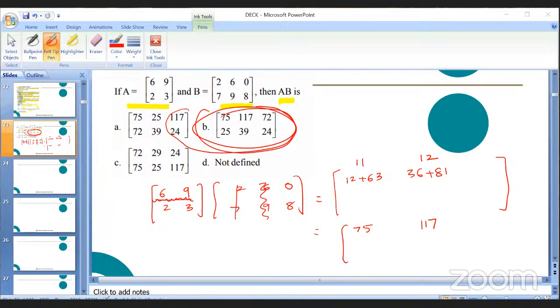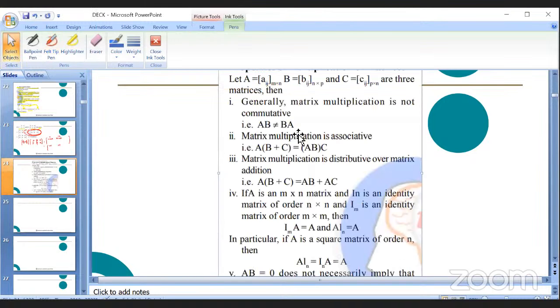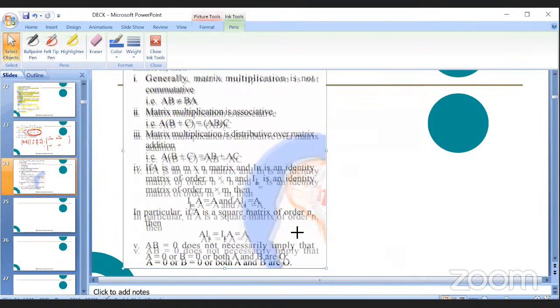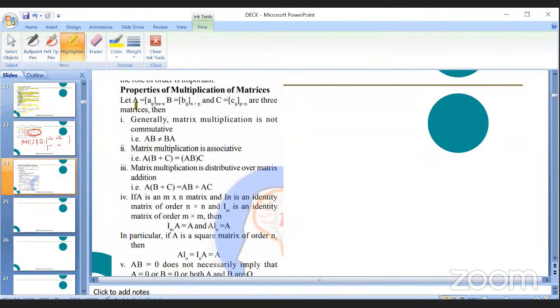Now for multiplication of matrices also, we have some properties. These are the properties of multiplication of matrices. What are they? A, B, C are three matrices. So usually, AB will not always be equal to BA. Sometimes it may be, but not always.